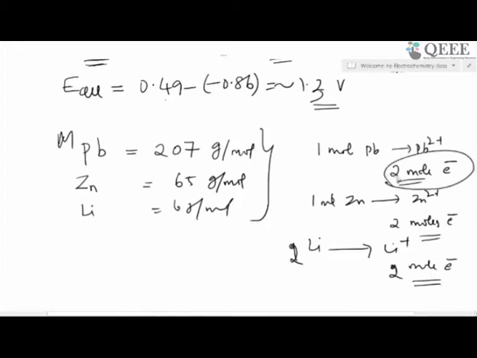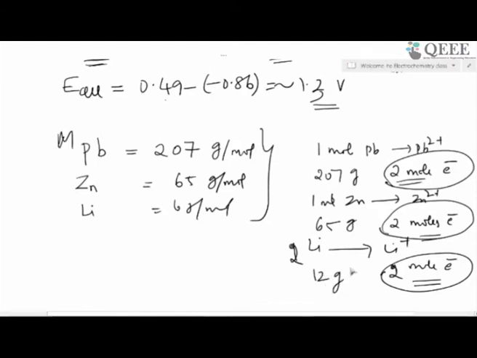But this much charge you are getting from 207 gram of lead, and the same amount of charge you are getting from 65 gram of zinc, and 2 moles of charge you are getting from 12 grams of lithium, correct? So the amount of material that you require to get the same amount of charge is less in lithium, because lithium is lighter compared to zinc and lead. So what does it mean? If I calculate my energy density or charge density, it is going to be higher for the lithium battery compared to the other two, correct?